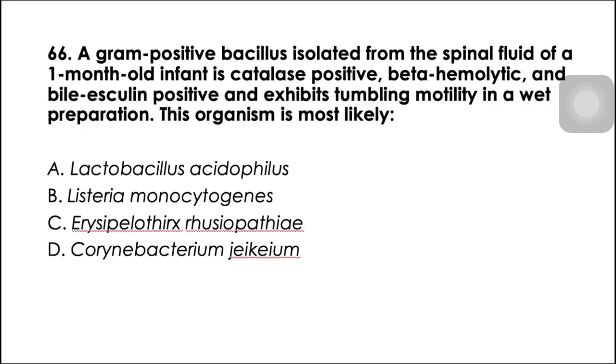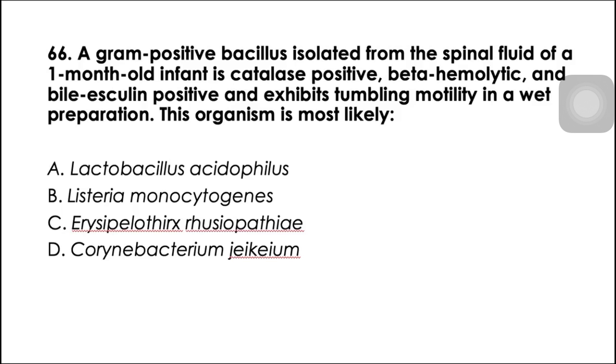Next, number 66, a gram-positive bacillus isolated from the spinal fluid of a 1-month-old infant is catalase positive, beta hemolytic, bile esculin positive, and exhibits a tumbling motility in a wet preparation. This organism is most likely. What are our clues here? It exhibits tumbling motility, which is true for Listeria. And it is isolated from the spinal fluid, causing meningitis.